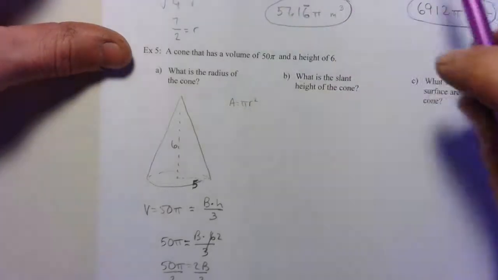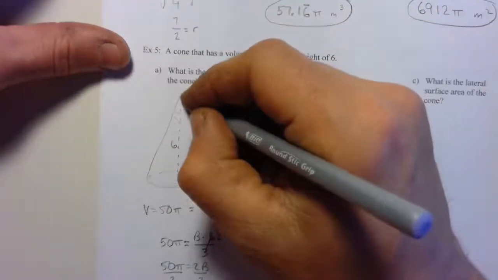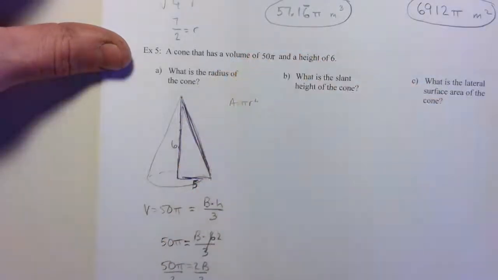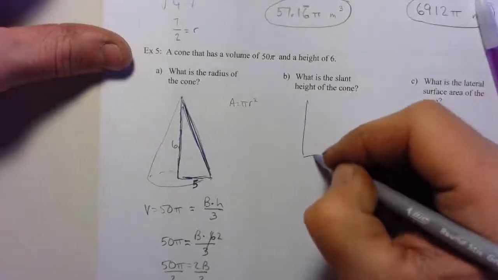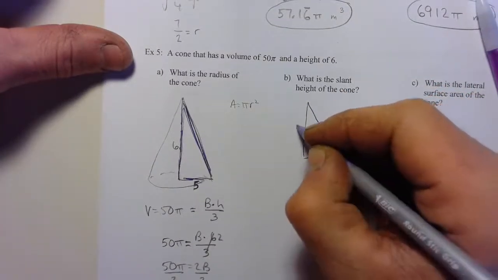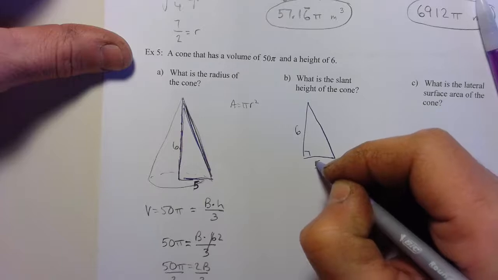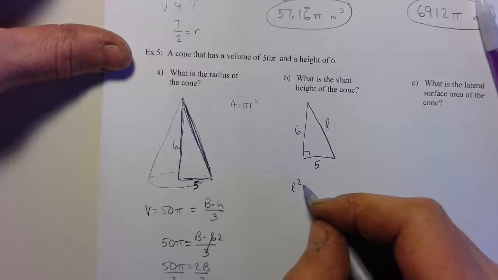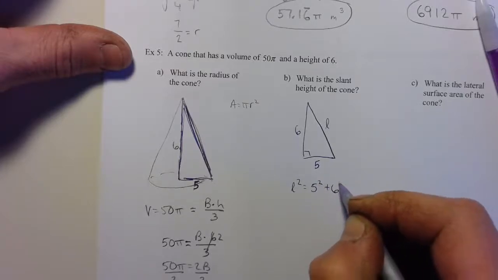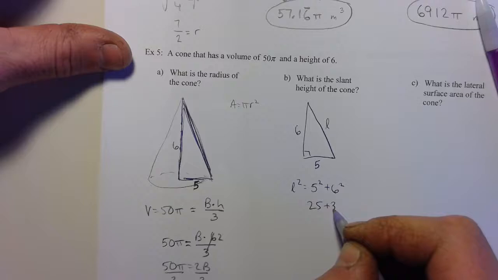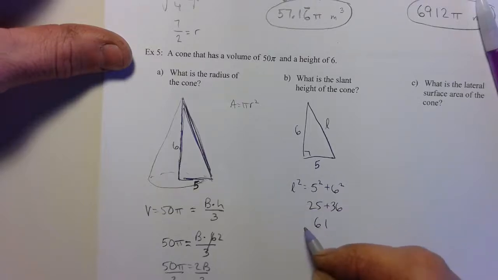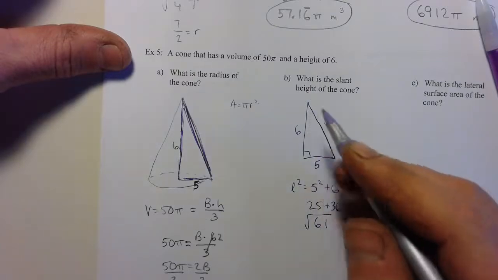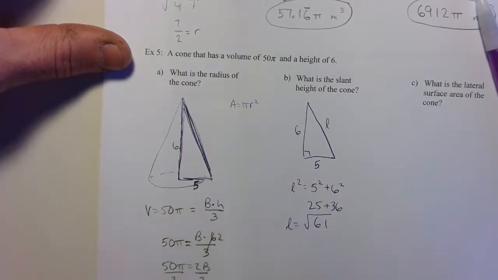What's the slant height of the cone? Well, we've done that before, so we can find the slant height using that triangle that we have there. We can see that 6 is the height, 5 is the radius. I'll use the Pythagorean theorem. So there's my slant height. I get 25 plus 36 is 61. The square root of that. That can't reduce, so my slant height is just the square root of 61. No units, so I'm done.